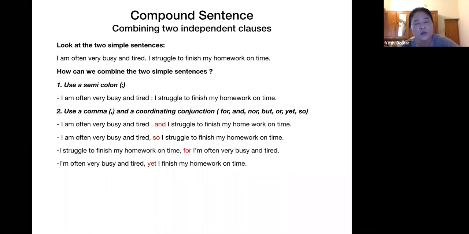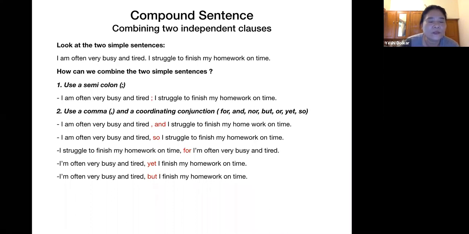Please take note of the comma and the conjunction, comma and the conjunction. Now I'm putting a but there. Yet, maybe but. I'm often very busy and tired, but I finish my homework on time.